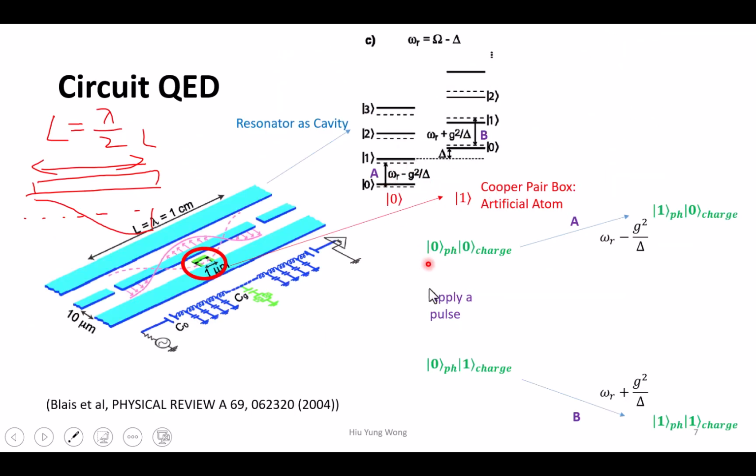When I have 0 photon and 0 extra charge, I can go to 1 photon and 0 extra charge if I absorb a microwave photon with energy omega r minus g squared divided by delta. But when I have 0 photon but 1 extra Cooper pair, which is just like the excited state, I will absorb 1 photon into this resonator if the frequency is omega r plus g squared divided by delta. Is this okay?